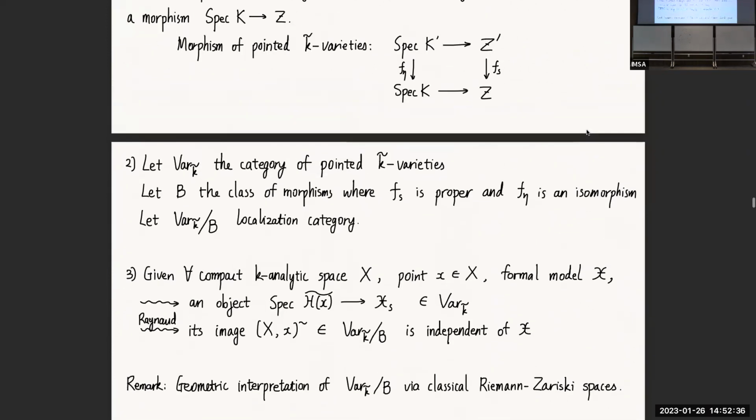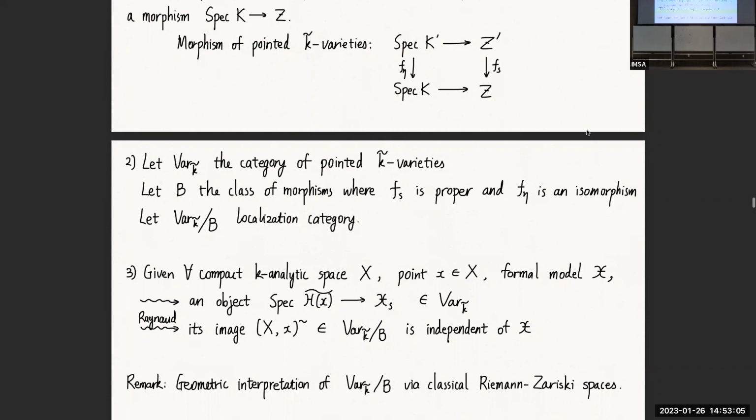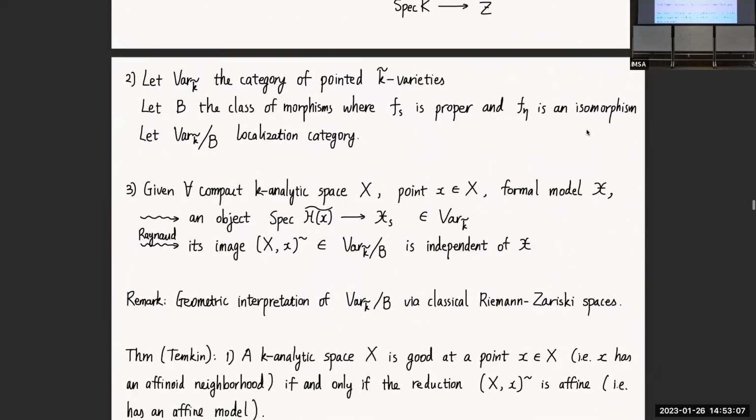If you think this category, the definition, is a bit artificial because it's a quotient category, actually there is a much nicer geometric interpretation in terms of classical Riemann-Zariski spaces. But it would take me longer to introduce the Riemann-Zariski spaces if you haven't seen them before, so it's easier to do this with a quicker definition. But one can do it by Riemann-Zariski spaces.